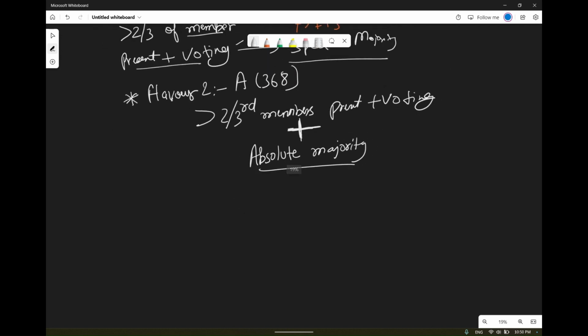So, usage: where is this flavor 2 used? This flavor 2 is used for the removal of judges of the Supreme Court and High Court, or the removal of the CAG, the Chief Election Commissioner, the Comptroller and Auditor General, and for amendment of the Constitution. The Bill has to be presented in Parliament and passed by both the Lok Sabha and Rajya Sabha. In those scenarios, this flavor 2 is used.